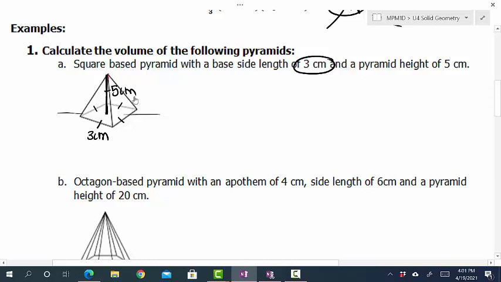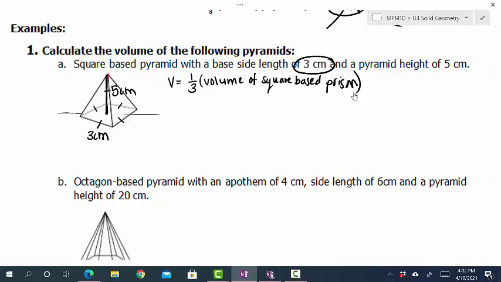Now the volume of this pyramid is going to be 1/3 of the volume of the associated prism, so the square base prism. And that's going to help us with our formula. Now you guys get to use a formula sheet for this test, but it's still good to know where these formulas come from. So, the volume of a square base prism is length times width times height, or area of the base times the height.